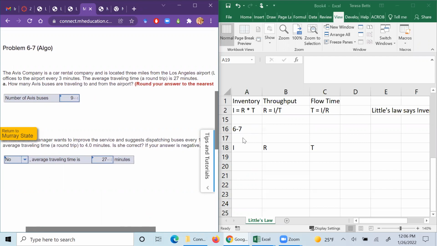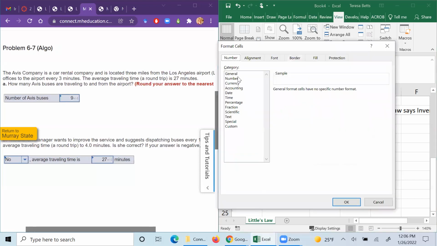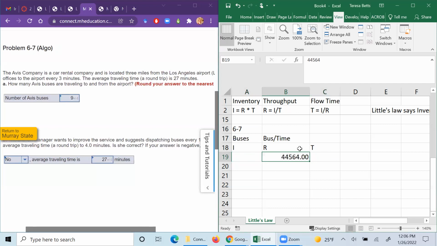Okay, so I need to know buses, which is my inventory value. I know my throughput is buses per time, and it said that we have 1 every 3 minutes. I need to make sure that I have that as a number, so I'm going to right click, format cells, and make these a number. So it's 1 every 3 minutes, and then my time is in minutes. It says that it takes a total of 27 minutes. So my inventory is going to be equal to my throughput times my flow time.